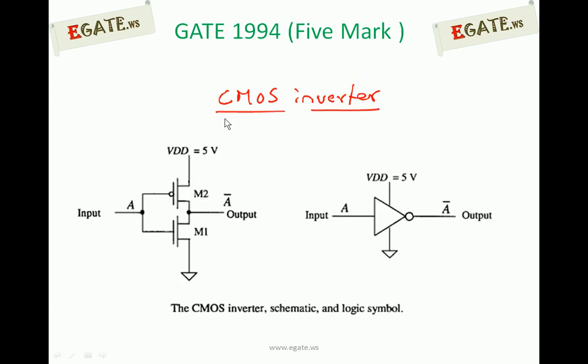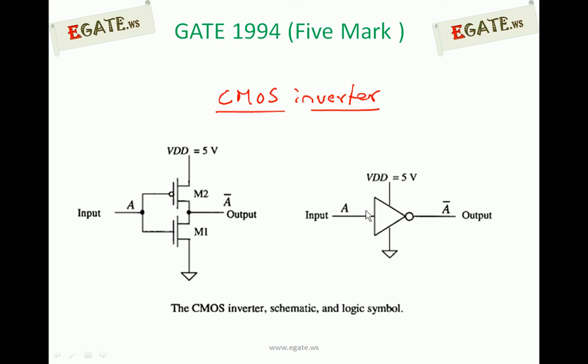We know that a CMOS inverter consists of two transistors. One is NMOS, the other is PMOS. M1 is the NMOS transistor, M2 is the PMOS transistor. This bubble signifies it is the opposite of the other transistor. If there is a bubble, that is PMOS, if there is no bubble, that is NMOS. And it is a CMOS inverter. This is the logic symbol for the inverter.